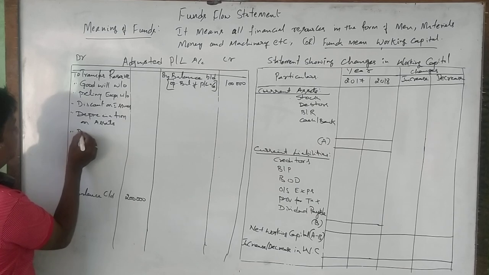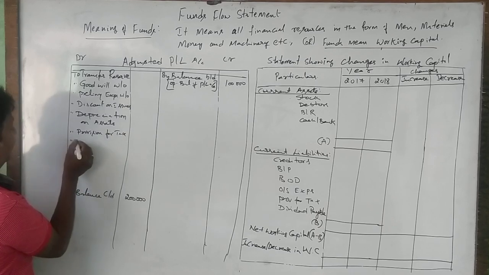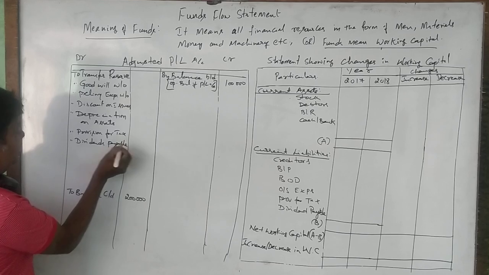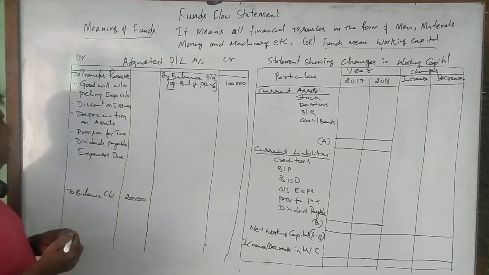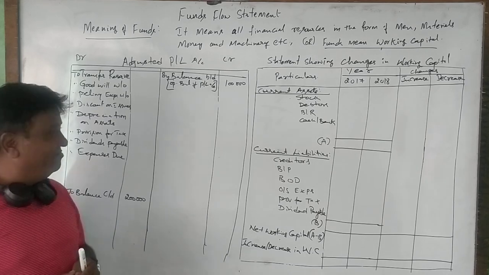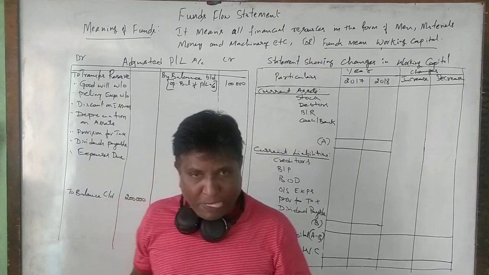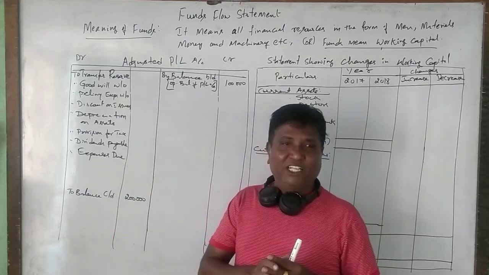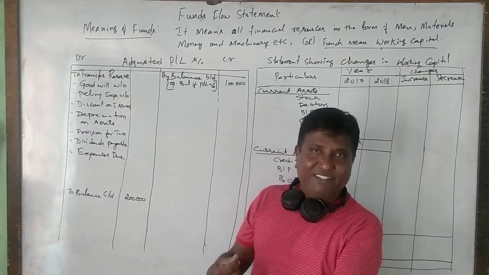Then any tax payable, that is provision for tax, any dividends payable, any expenses due. See, these are some of the expenses which are non-cash in nature. What is this, non-cash in nature? It is not actually paid to someone. What are expenses? According to me, expenses are nothing but the amount paid for the services taken.